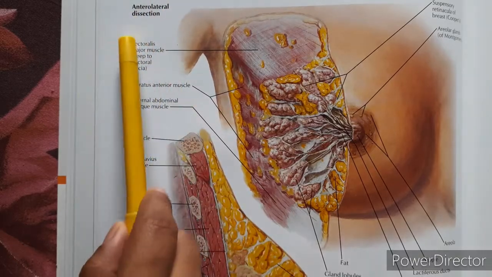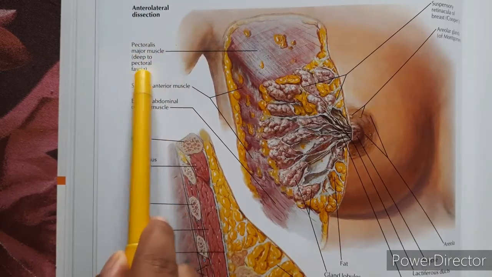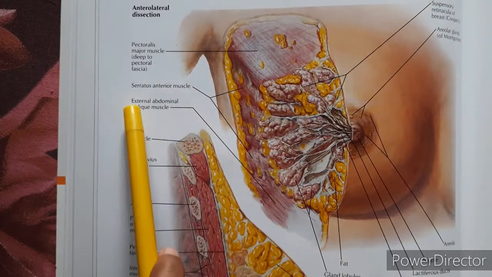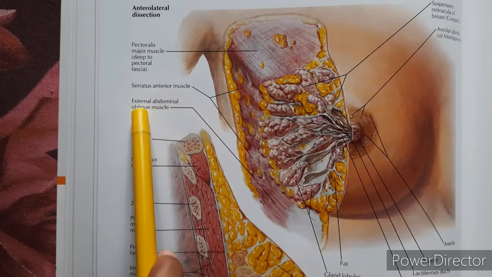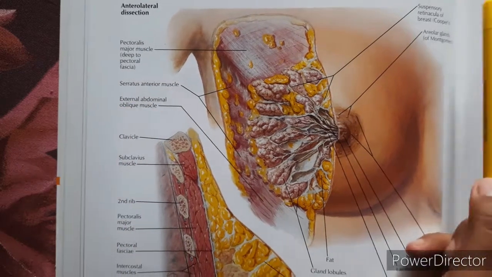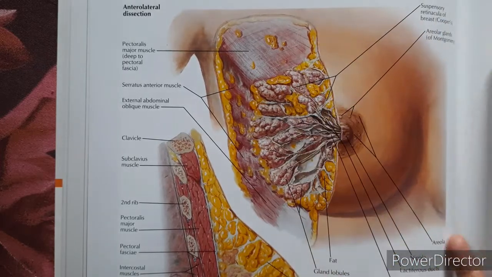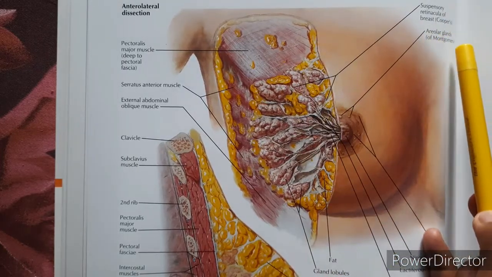Anterolateral dissection. Pectoralis major muscle deep to pectoralis fascia. Serratus anterior muscle. External oblique abdominal oblique muscle. Suspensory retinacula of breast, Cooper's. Areolar glands of Montgomery.